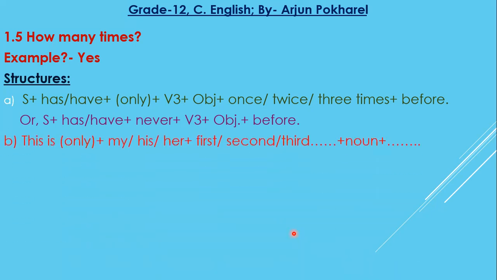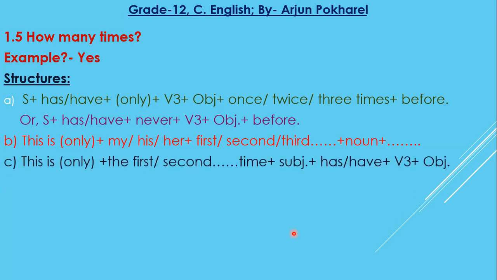In the second structure, B, it is: this is only plus my, his or her plus first or second or third or fourth or fifth or sixth plus noun. For example, this is my second visit to Pokhara. This is my third visit to Pokhara. This is only my third visit to Pokhara. In this way you can write your answer here.